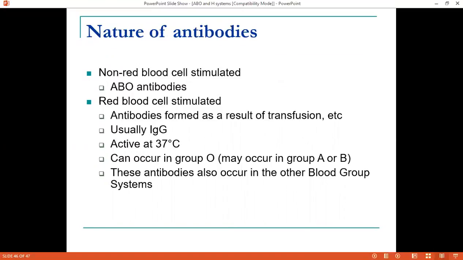And so just remember that there are two different types of antibodies. There's non-red blood cell stimulated antibodies, such as these ABO antibodies, which are expected, and then there's red blood cell stimulated antibodies, which are going to be the majority of the other antibodies we discuss, because they are results of being exposed to foreign antigens through transfusion or pregnancy, and they're usually IgG, and they usually can be very active at our body temperature of 37 degrees. They can occur in group O patients, and then they may occur in group A or B patients as well. And these antibodies occur in other blood group systems.